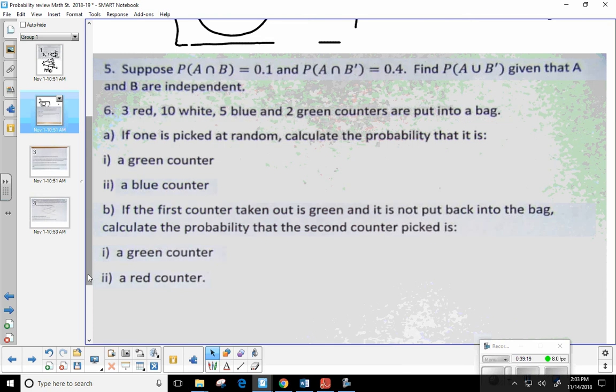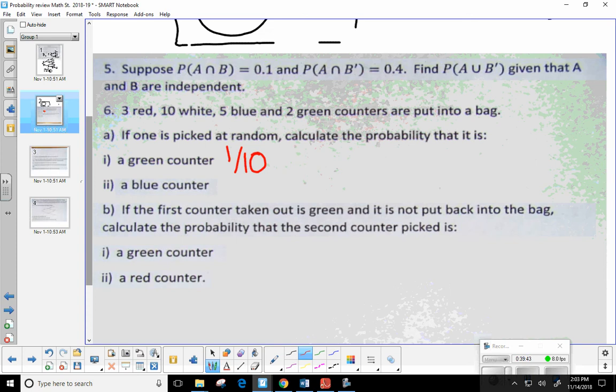Araya's got number 6, or at least 6A1, I'll say. There are 3 red, 10 white, 5 blue, and 2 green counters put into a bag. If one is picked at random, calculate the probability that it is green. Is it 1/10? There you go.